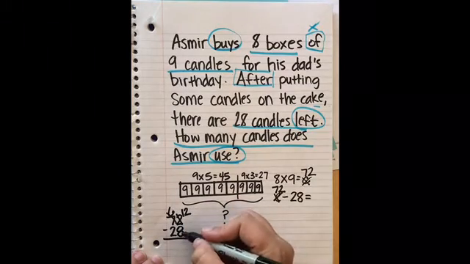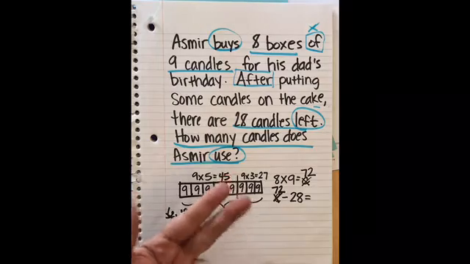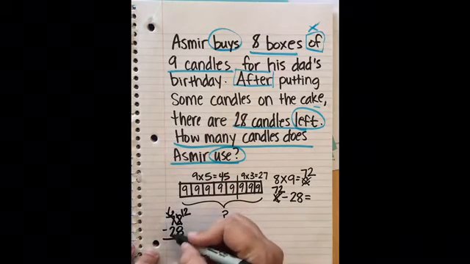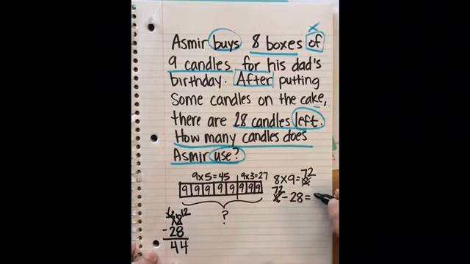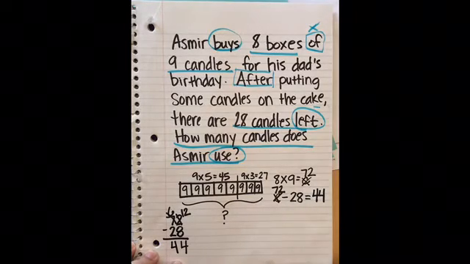So 12 take away 8: 8, 9, 10, 11, 12, so 4. 6 take away 2 is 4. So Osmir used 44 candles, so his dad must have been 44 years old.